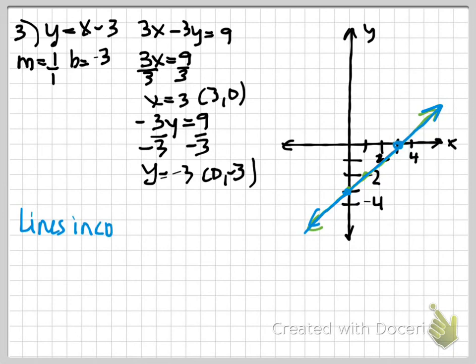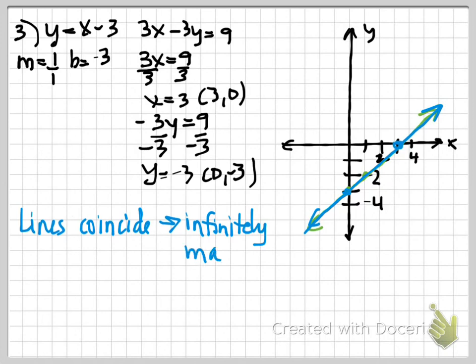Coincide. And that means infinitely many solutions. And please don't ask me for an alternative. It doesn't work. Don't be lazy.